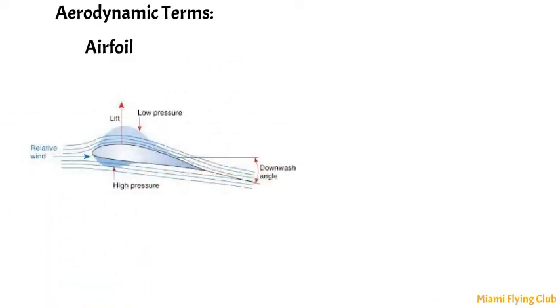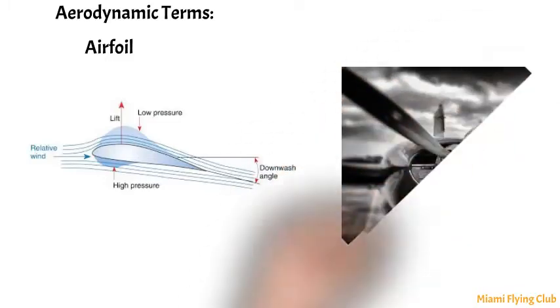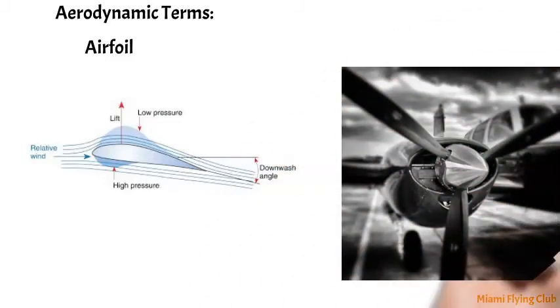Aerodynamic terms. An airfoil is a structure or body which produces a useful reaction to air movement. It is a specially shaped surface designed to produce aerodynamic lift as air flows over it. For an airfoil to produce lift, the wind must strike it at an angle, called the angle of attack. Airplane wings, propellers, and helicopters' rotor blades are airfoils.